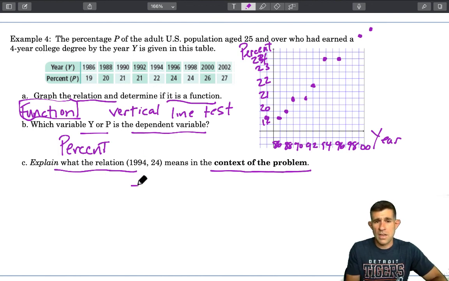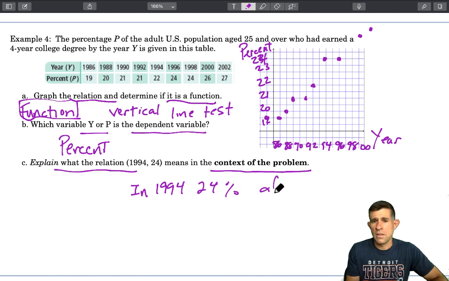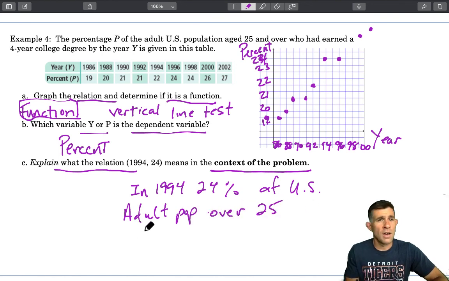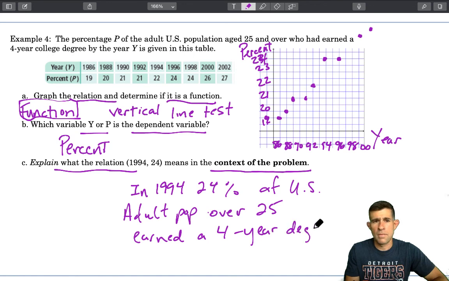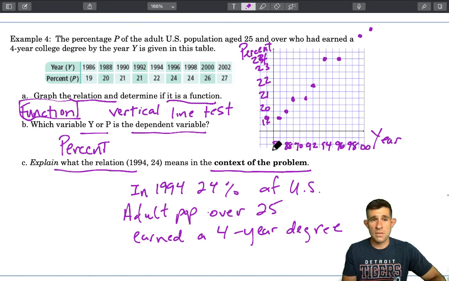All right, so I'm going to say in the context of the problem, it means that in 1994, 24% of the U.S. adult population over age 25 earned a 4-year degree. All right. So being able to go back and really understand what that relation is telling us in the context of the problem is going to be an important skill that we want you to learn.